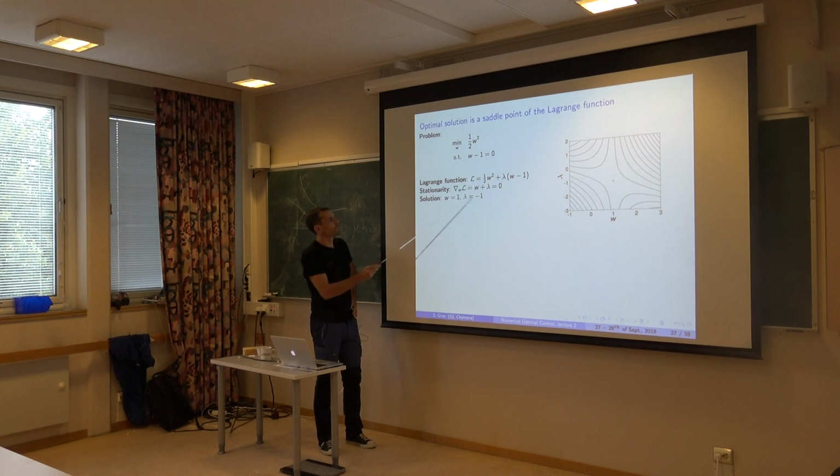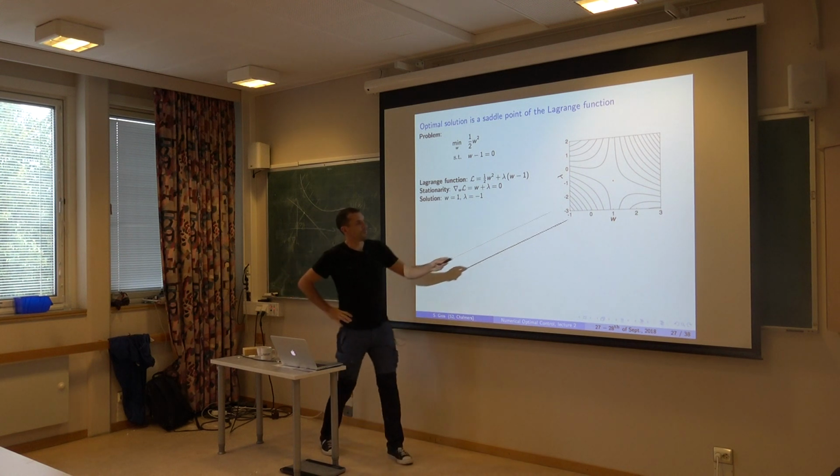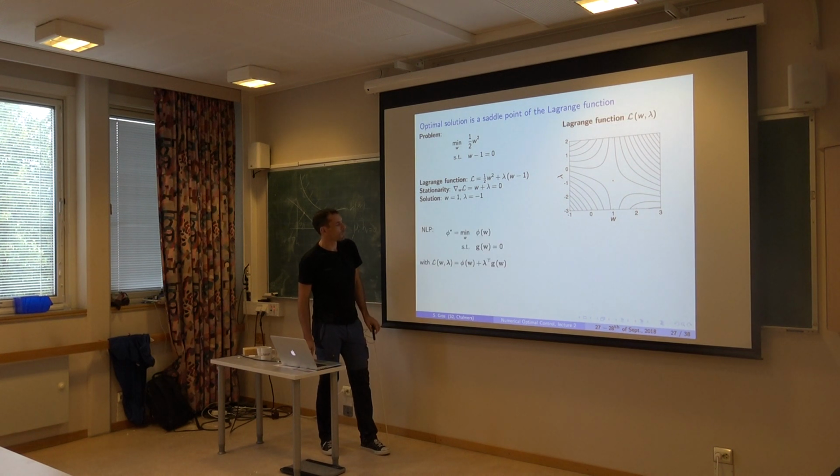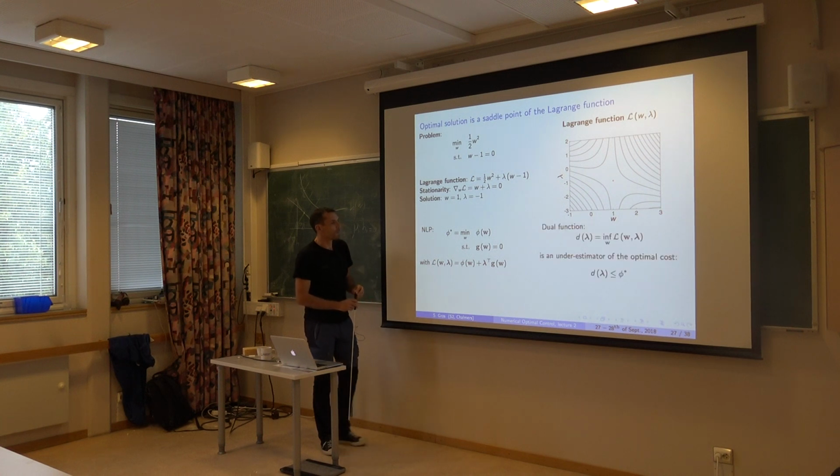If you build the Lagrange function, gradient is 0, so w equals minus lambda. So you have this 1, minus 1 point. And that's used in some contexts.